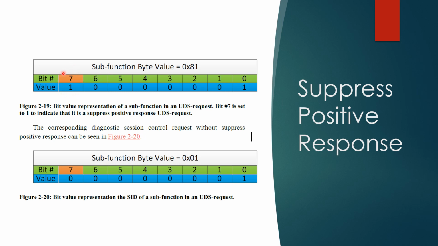If bit number 7 is 1, which is reserved for the suppressed positive response, then it will understand that the positive response is not required to be sent. Only in case of error, the negative response will be sent. So if the operation is successful, a response will not be sent. But if it is unsuccessful, then you will observe the negative response code which we have seen already.